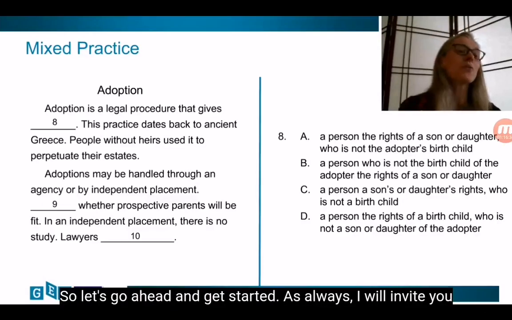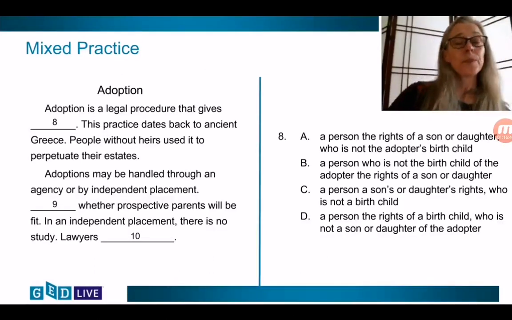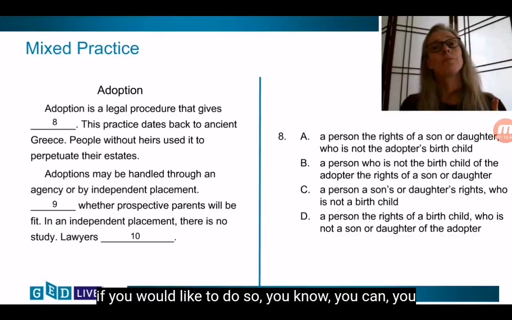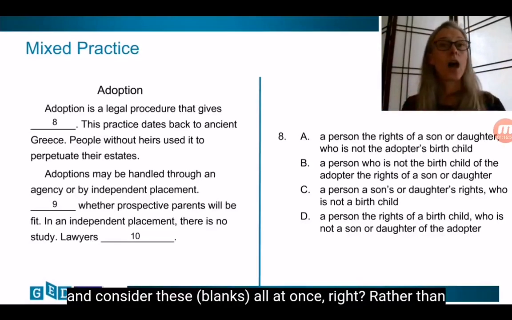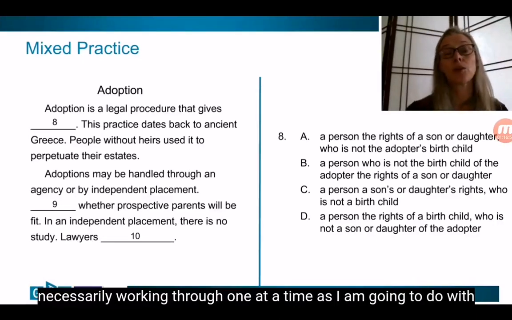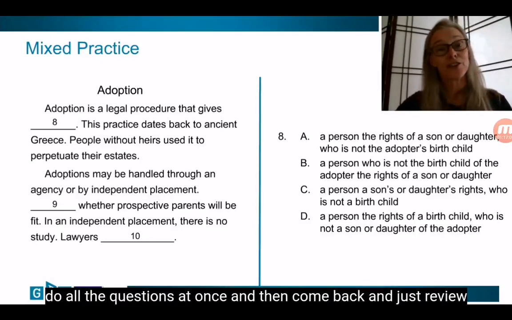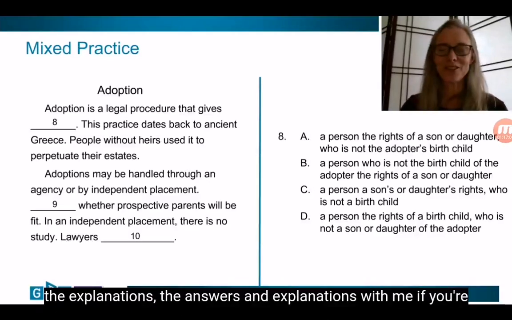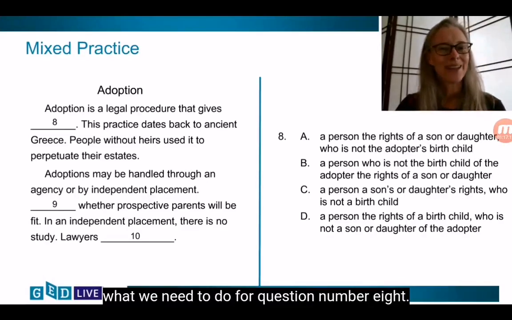As always, I will invite you to pause the video, and if you would like to do so, you can consider these blanks. You can look at your PDF and consider these blanks all at once, right? Rather than necessarily working through one at a time, as I am going to do with you. So since you'll have all the questions in your PDF, you can do all the questions at once and then come back and just review the answers and explanations with me if you're so inclined. So go ahead and pause here and let's think about what we need to do for question number 8.